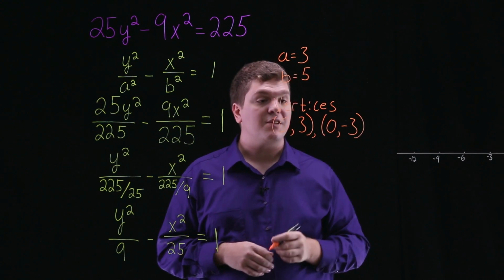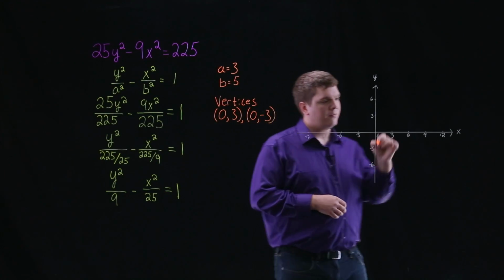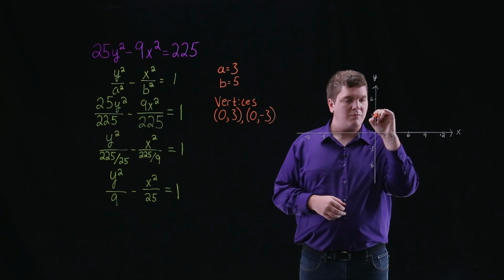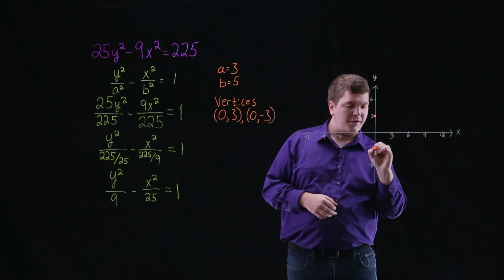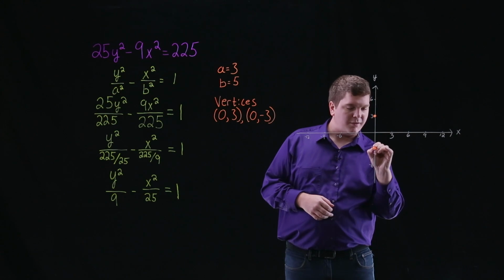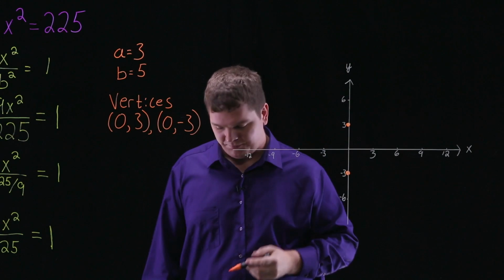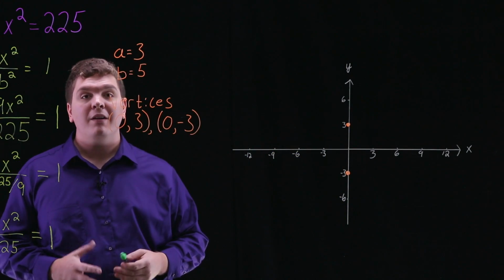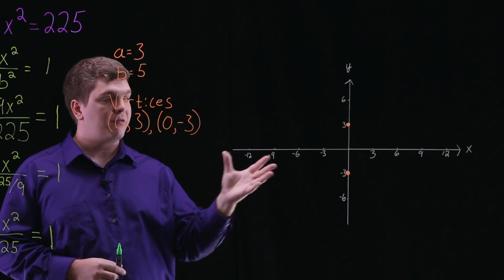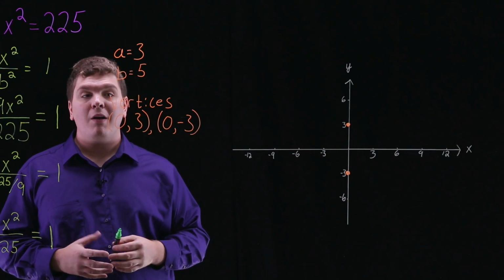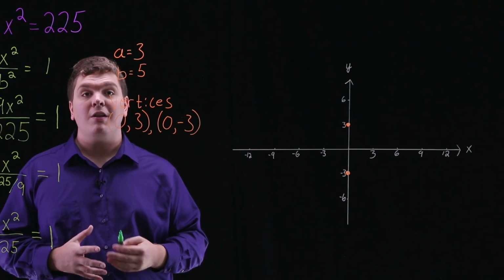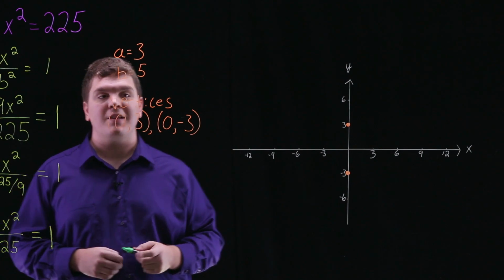So let's go ahead and plot these 2 points. We have (0, 3) and (0, -3). From here, our goal is to sketch the graph of our hyperbola, but we need a little more information than just 2 points. So we're going to use the asymptotes to help us sketch the graph.